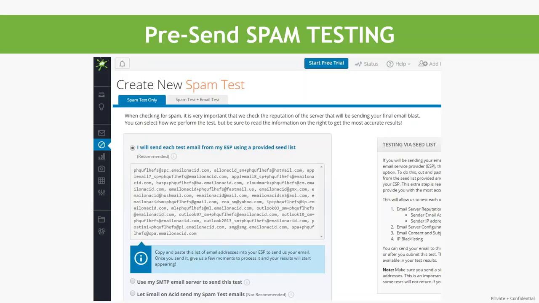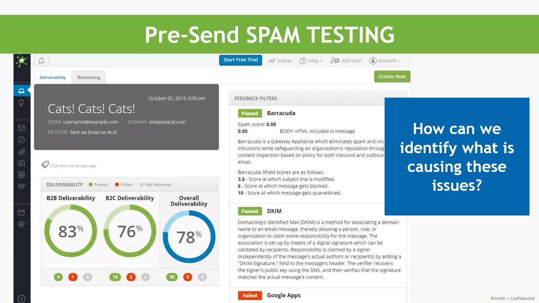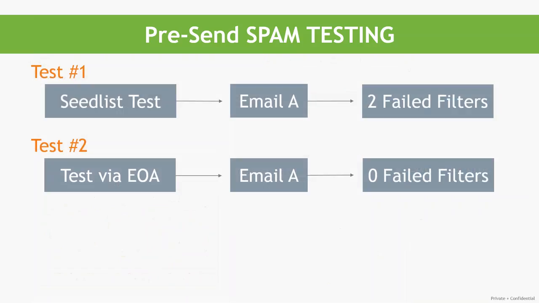So once we get the test sent out, we're going to start to see results come in. And you can see here's our email, cats, and we have deliverability broken down into business to business, business to customer, and overall deliverability. For each filter, we're going to let you know if it passed the filter or if it failed the filter and was marked as spam. And if we possibly can, we're going to give you some feedback on it. So in this example, we have a few failures here, and we want to identify what's causing those issues. It might tell you in the feedback, but if it doesn't, you'll want to do some testing to see if it's a content issue or a reputation issue.